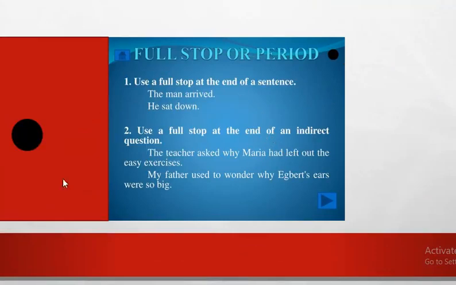Full stop or period. We use a full stop at the end of a sentence. The man arrived, full stop. He sat down, full stop. We use a full stop at the end of an indirect question. The teacher asked why Maria had left out the easy exercises.